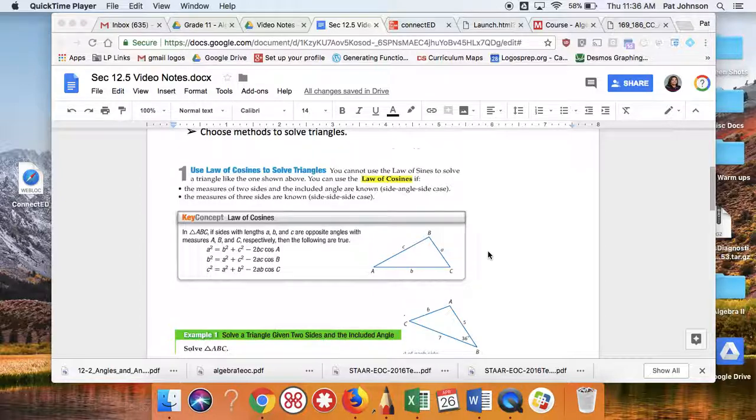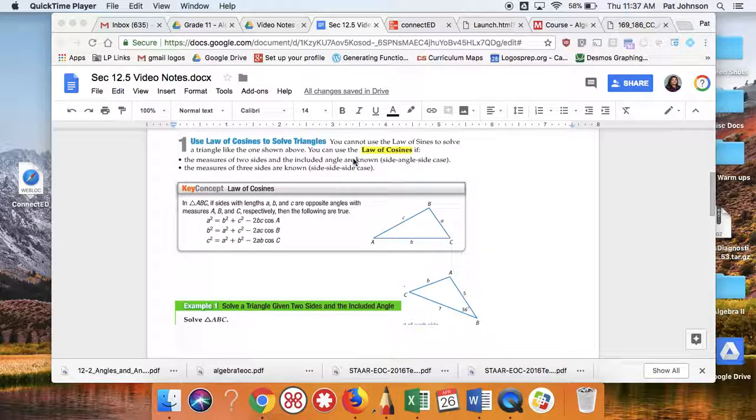So let's look at the law of cosines. This is really important right here. When can you use the law of cosines to solve a triangle? Well, you have two cases, just like with the law of sines. One is when the measures of two sides and an included angle are known: side, angle, side. Now remember, this is also what we use in our area formula. The other case is when the measures of all three sides are known, or side, side, side. Now again, there's a pattern. So you have three cases.